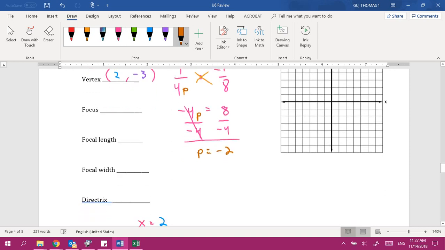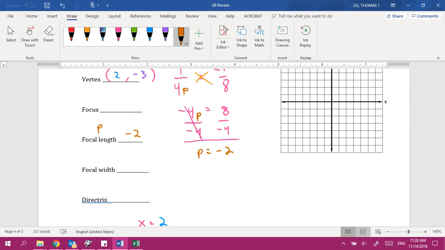So let's start with focal length. What is the focal length? Absolute value of 4P. No, that's focal width. Focal length is the one that's straight out of the P. Oh, it's -2. Focal length is P. That tells you how far away your vertex is from the focus.